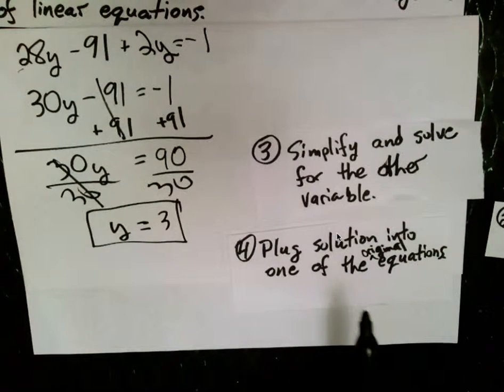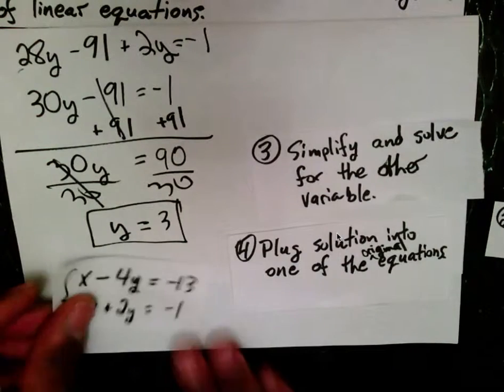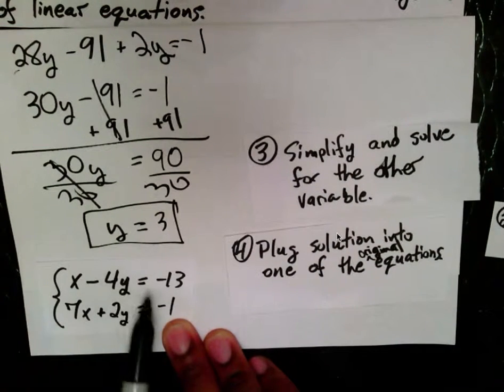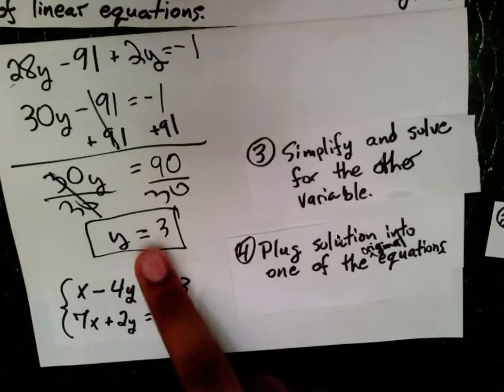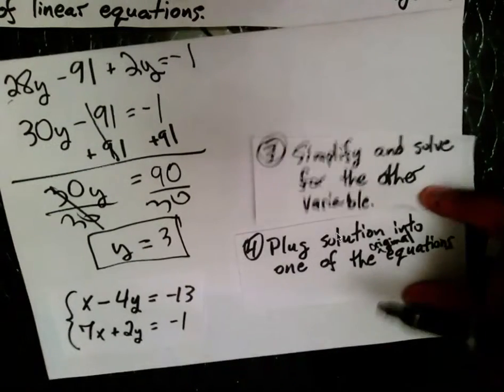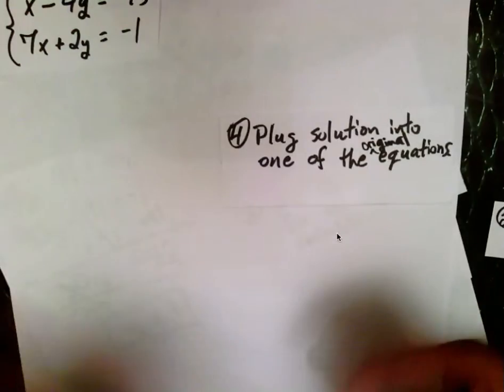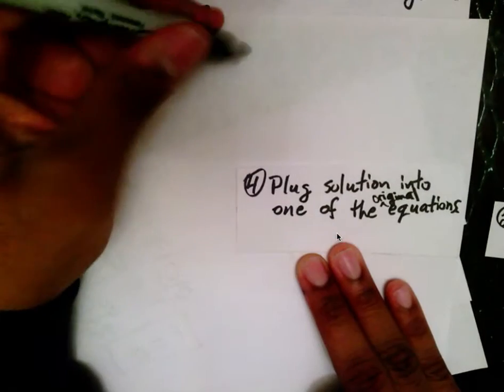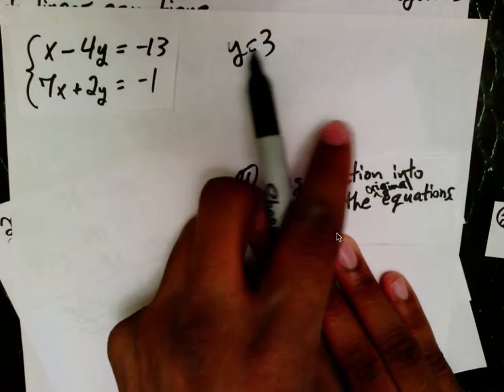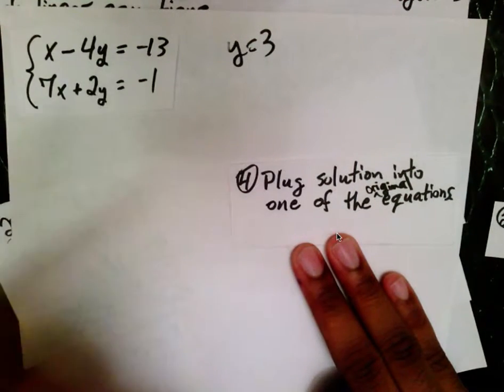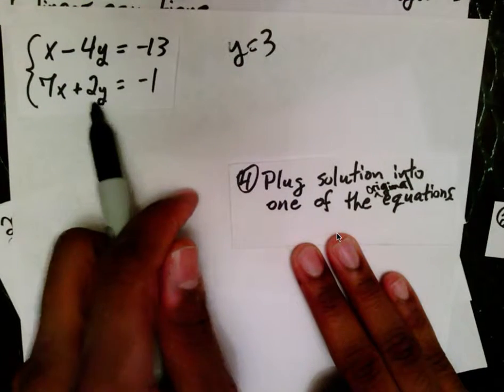And now my next step is to plug my solution, y equals 3, into one of the original equations. So what was my original equation? These were my original equations, my original system of equations. So since I know that y equals 3, I'm going to take that knowledge and plug that y into one of these. So which one should I plug it into? I could plug it here, or I could plug it in here.